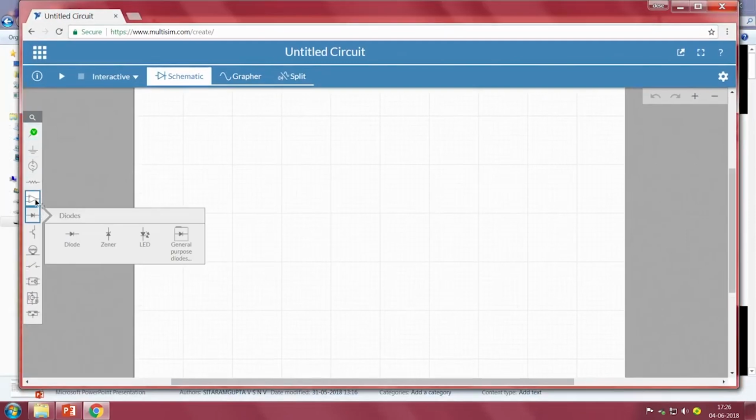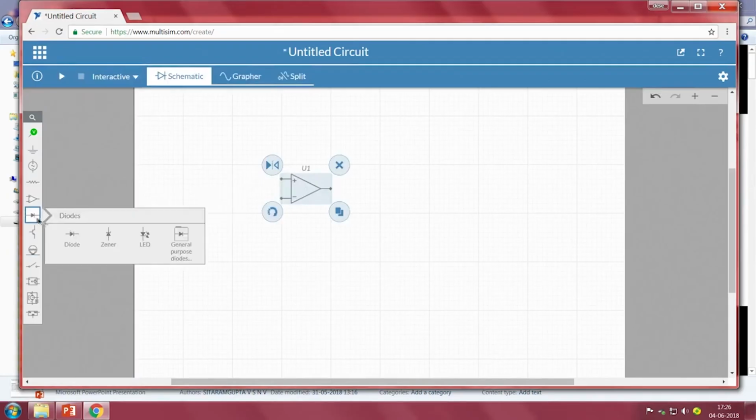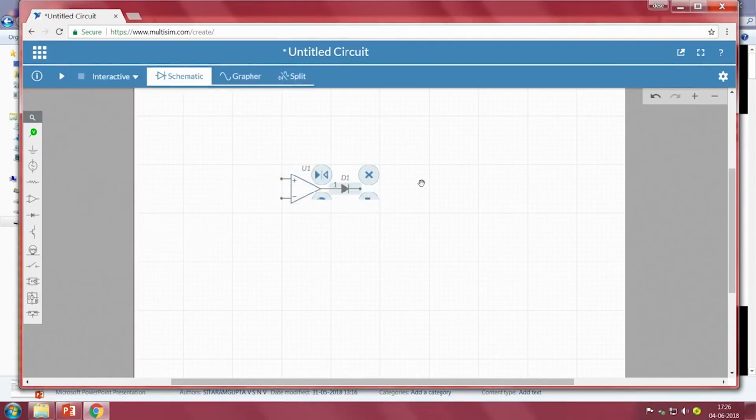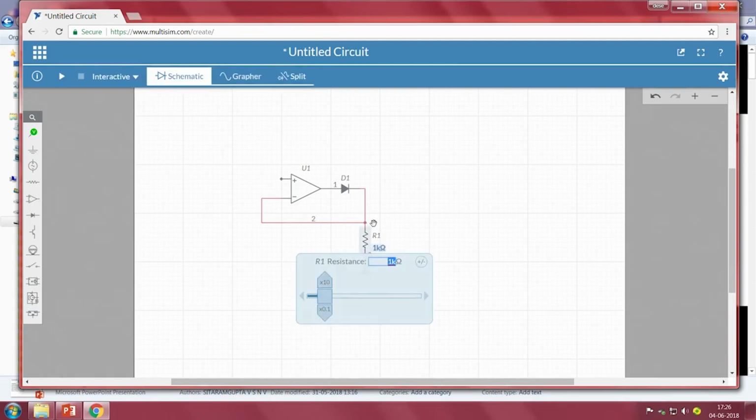We require a diode. Let me take an op amp as well as a diode. Then we require a resistor. So, the negative terminal should be connected here, and this is RL. Any resistance value is more than enough at this point. We can even go with 10K, it will not load the input. So, let me take it as a 10K resistor.